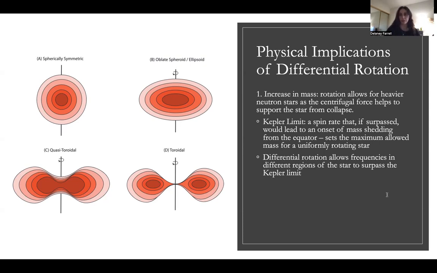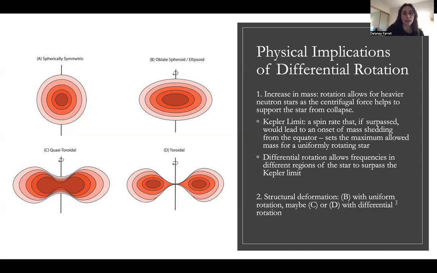For uniformly rotating stars, there's an upper limit on how fast a star can be rotating before it starts shedding or expelling mass from the equator. This is called the Kepler limit. And this also sets the maximum mass a uniformly rotating star can be. But in the case of differential rotation, there can be frequencies within the star that actually surpass the Kepler limit, and therefore the mass of these stars can be greater than that of a uniformly rotating star.